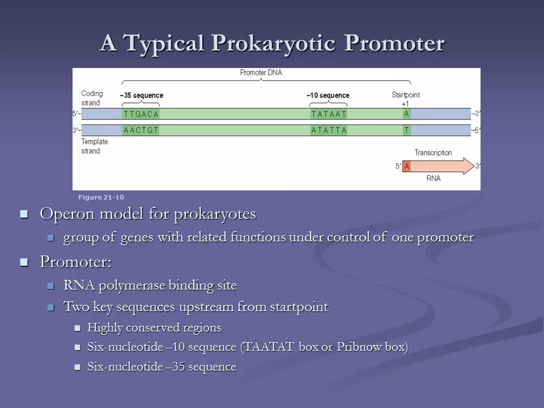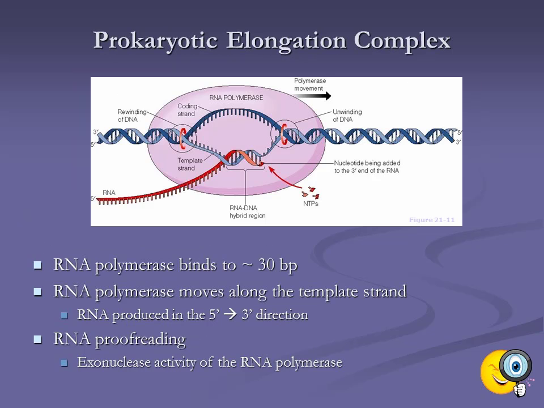Both of these are going to be important footprints on which the RNA polymerase will bind to start producing the RNA. So RNA polymerase is going to bind to those promoter regions. It has a footprint of about 30 base pairs. So you understand the significance of 35 bases upstream, 10.